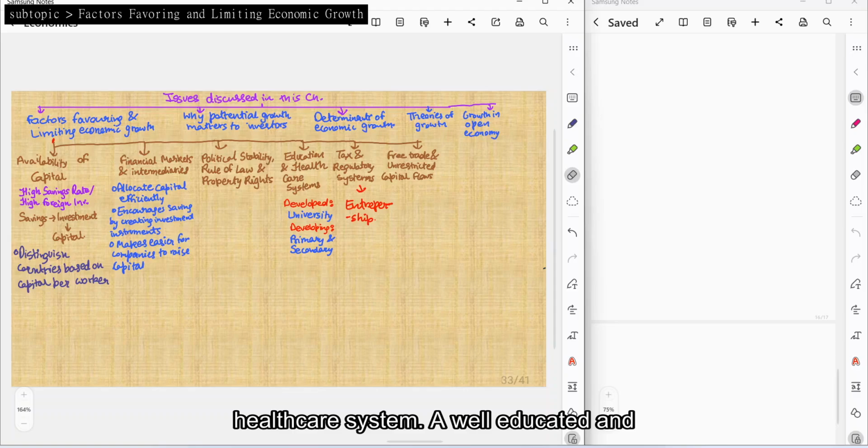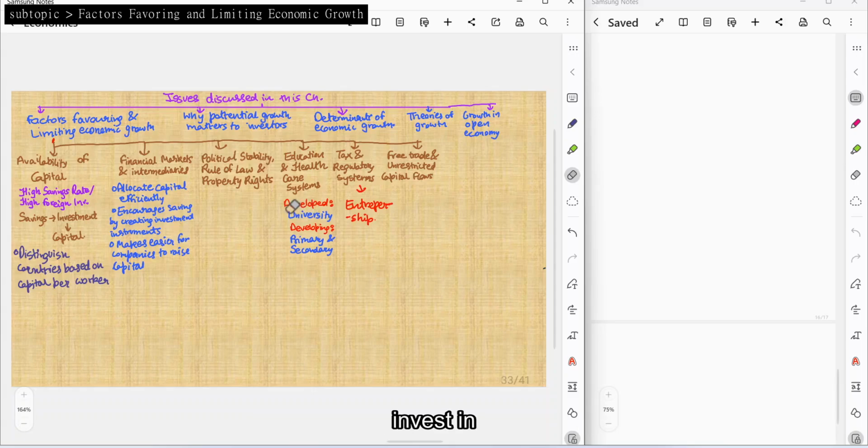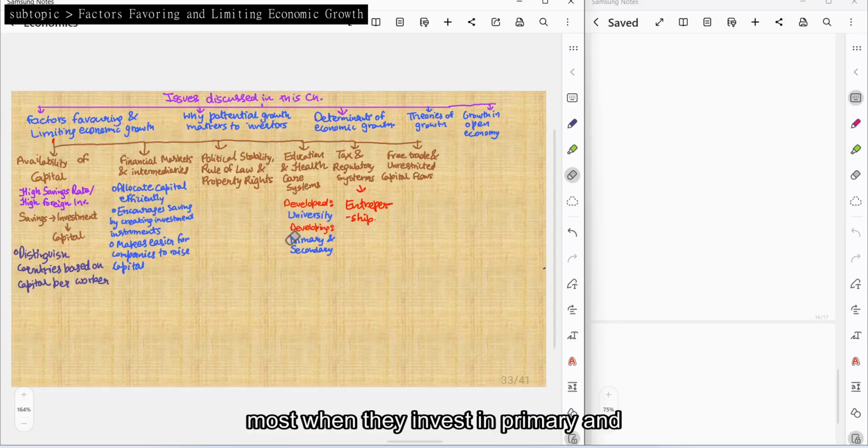Next point is on education and healthcare system. A well-educated and healthy population contributes to the economic growth of a country. Here, education refers to both formal education and on-the-job training. Education could be at primary and secondary level or university level. So it is noticed by studies that developed countries benefit the most when they invest in education at university level, while developing countries benefit the most when they invest in primary and secondary school education.